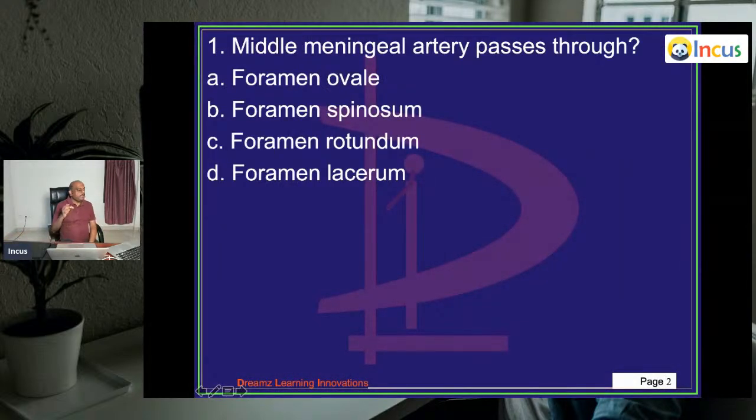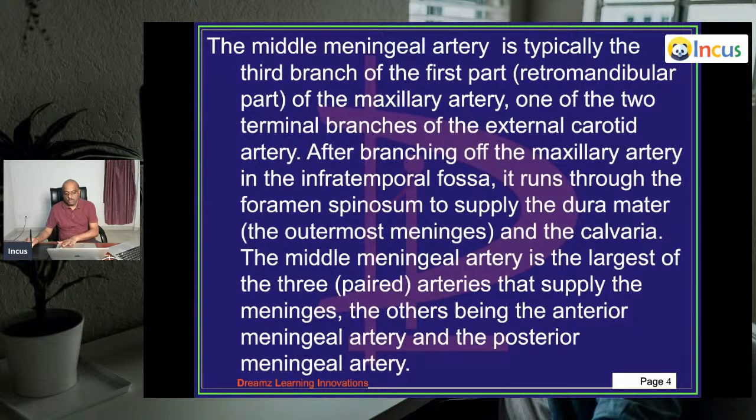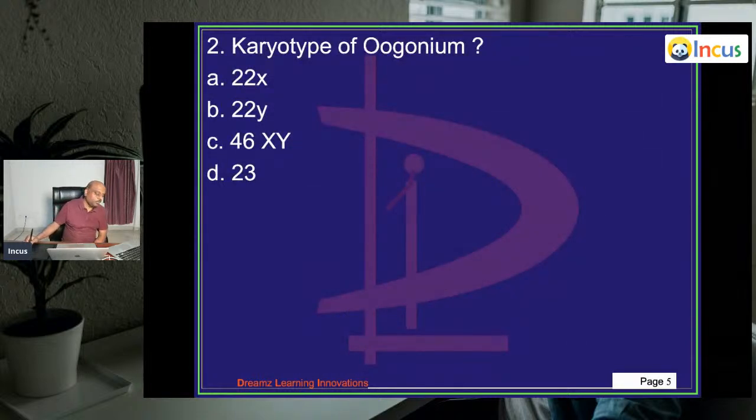The middle meningeal artery typically passes through the foramen spinosum, is what you need to remember. The middle meningeal artery is the third branch of the first part of the maxillary artery, is what you need to remember. What is the karyotype of oogonium?